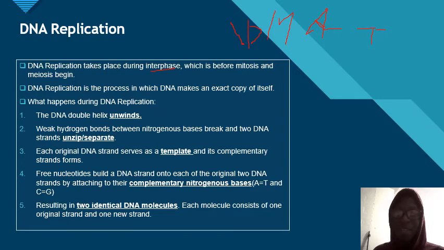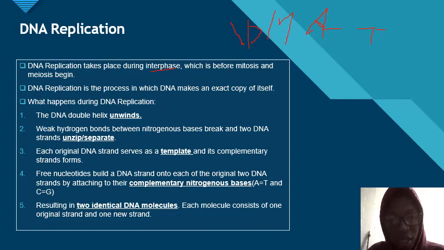It's the first phase. And then DNA replication is what? DNA replication is a process in which DNA makes an exact copy of itself. It's an exact copy, not a different copy, but the same strands, the same nitrogenous bases, the same everything, an exact copy of itself.